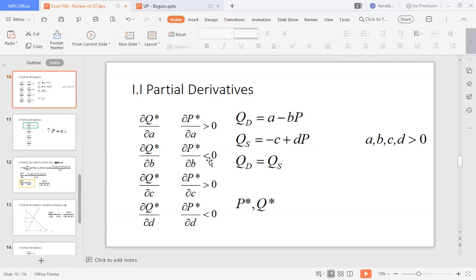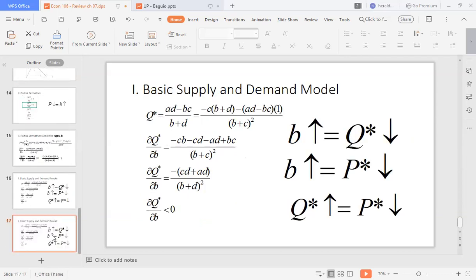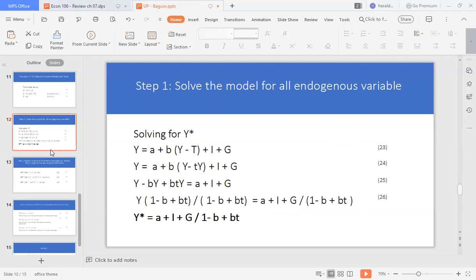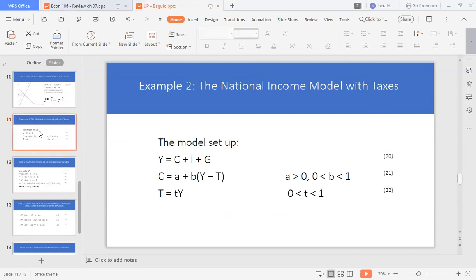None. All right. Now let's proceed to the second one. I think I just need to leave you with an exercise on a model for all the endogenous variables. So example 2 is a comparative static analysis now in the macroeconomics national income model.